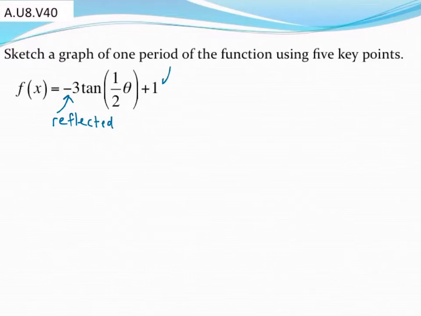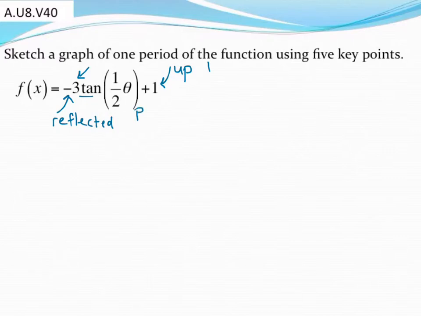I can see because I have a plus or sometimes a subtraction number at the end here, that's going to be moving your midline up and down. So that's going to move my whole graph up one, so every space will be moved up one space. Tangent graphs don't have an amplitude, so we're not going to list that, although 3 will be significant when I graph this in a moment.